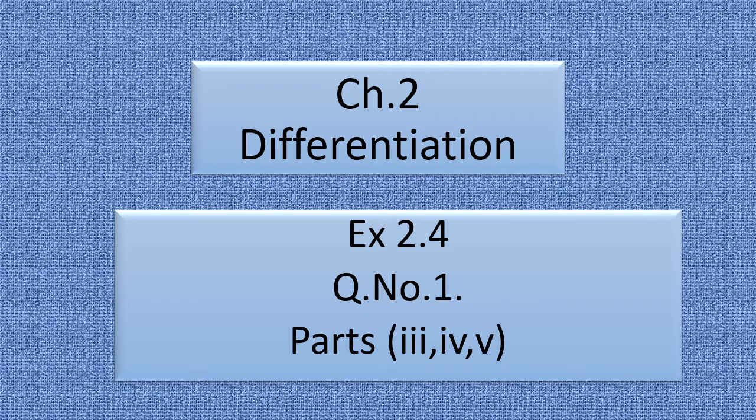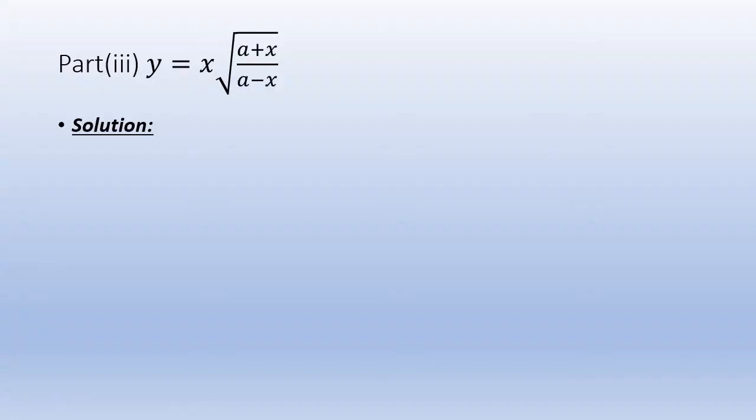Bismillahirrahmanirrahim. Exercise 2.4. We are going to solve question number 1, part 3. We are given y equals x into the square root of (a plus x) by (a minus x), and we have to find the derivative with the help of some suitable substitution.